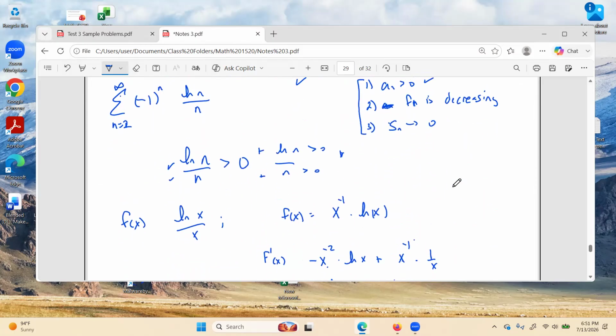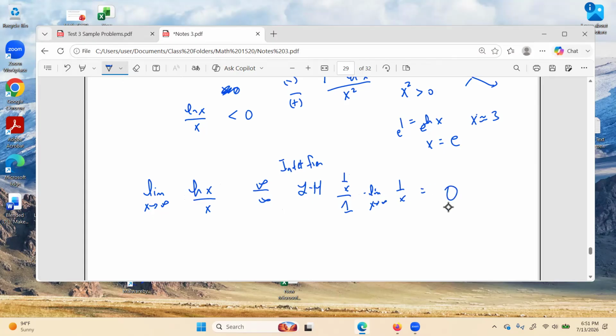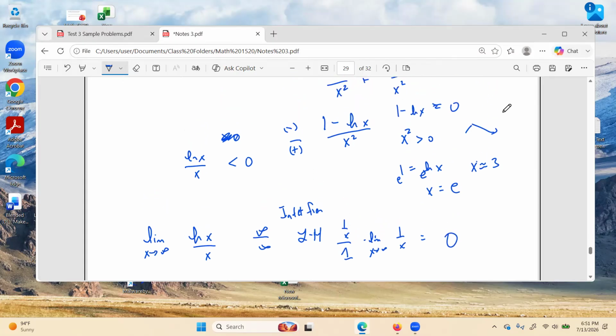And now we have to see, does the limit of the series go to 0? So what's the limit as x goes to infinity of natural log of x over x? We plug in infinity and we get infinity over infinity. If I didn't know any better, I'd say that's an indeterminate form. We can use L'Hopital's on this. We take the derivative of the top, we get 1 over x. We take the derivative of the bottom, we get 1. So we end up with 1 over x as x goes off to infinity. This limit goes to 0. So hey, we have that third condition fixed.